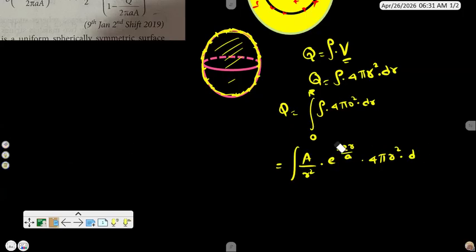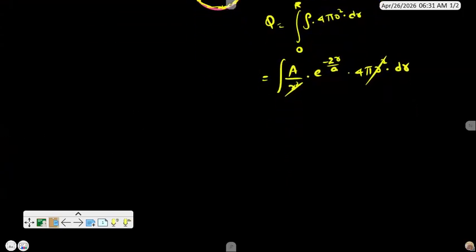Now in this, 4 pi r square and r square will get cancelled out. He says A is a constant, so you can send it out. 4 pi is a constant, you can send it out. It will become 4 pi into capital A into e to the power of minus 2r upon a dr.